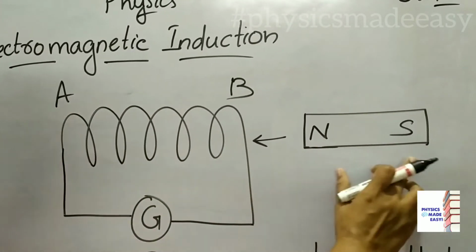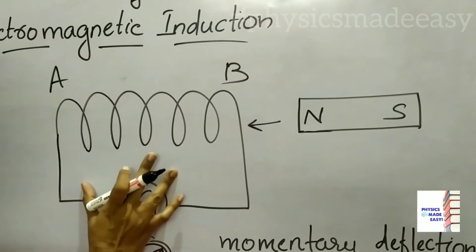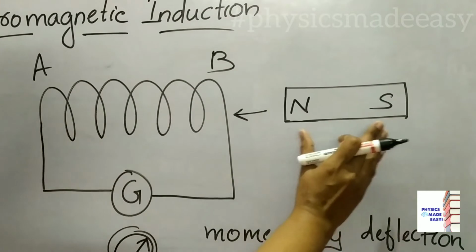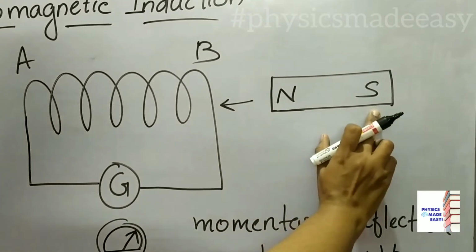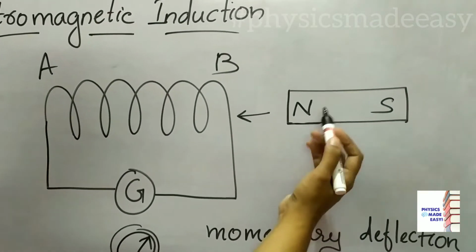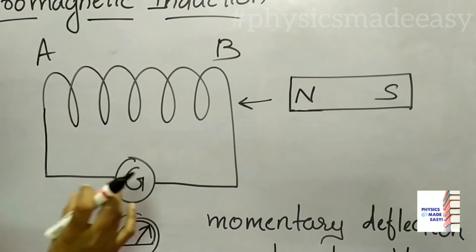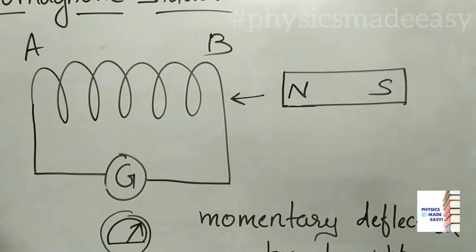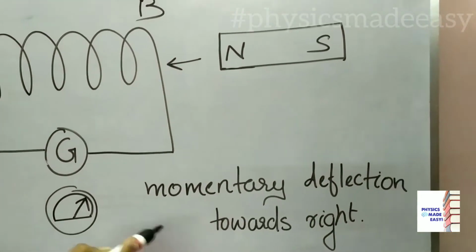Here you can see a bar magnet, with the north pole here and the south pole here. Now this coil is stationary, and we have to move the magnet. If the north pole of this bar magnet is moving towards the coil, what can you observe in the galvanometer? You can see a momentary deflection towards the right.